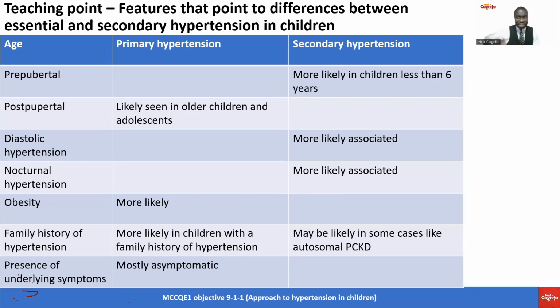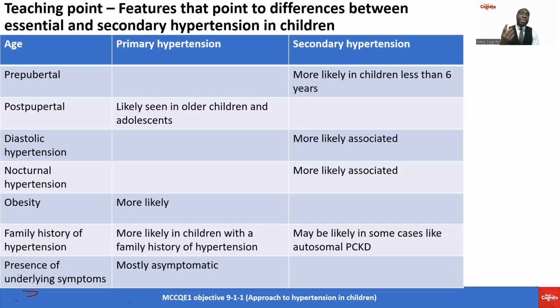Nocturnal hypertension, that is blood pressure which goes up usually in the night, is more likely associated with secondary hypertension. Obesity is usually associated with primary or essential hypertension. And family history is more likely in children with essential hypertension. You may have some people with secondary hypertension who have a family history, but it is usually not common in children with secondary hypertension.